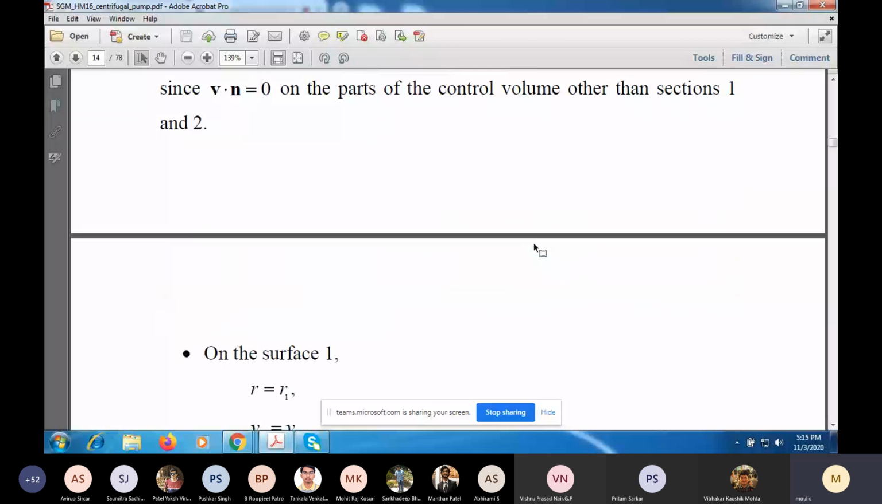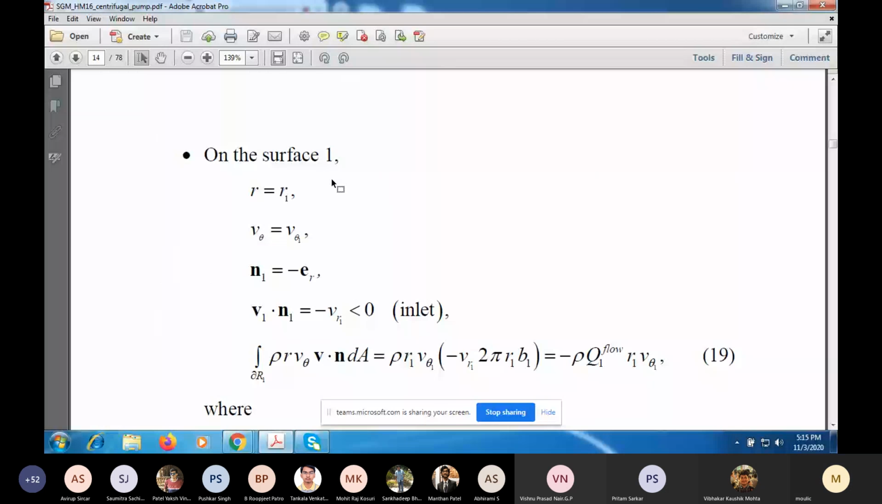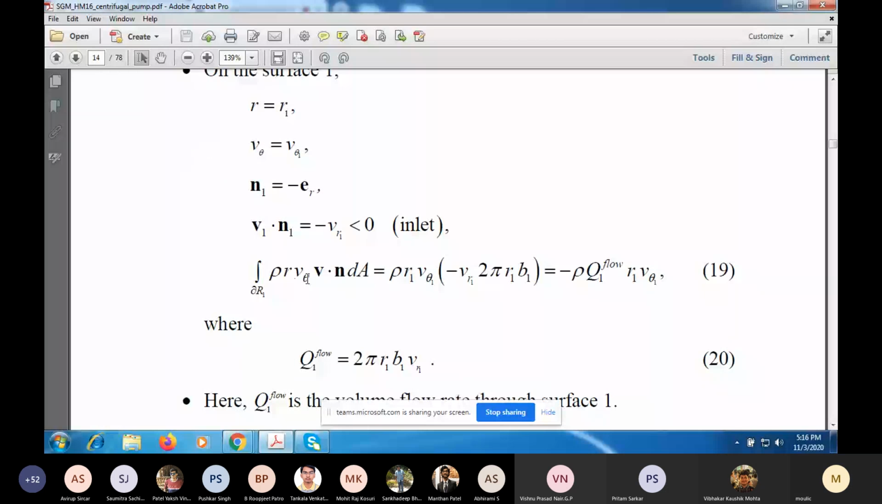So on the surface 1 or ∂R1, the radius is R1 and V theta will be V theta 1, and the outward normal is minus er. So V dot n is minus Vr, which is negative. So this is an inlet. So if I look at this quantity and assume that r V theta doesn't vary over this surface, it will then be the constant value rho into R1 into V theta 1 into V dot n dA. So the area is 2 pi R1 times the axial width.